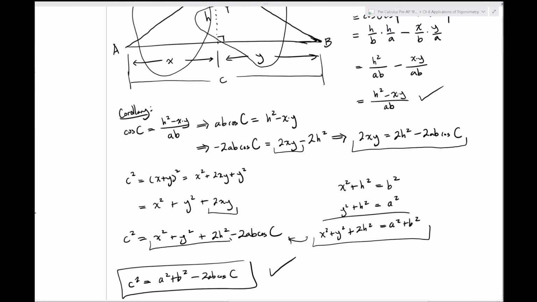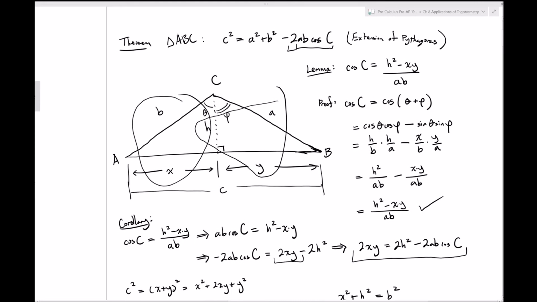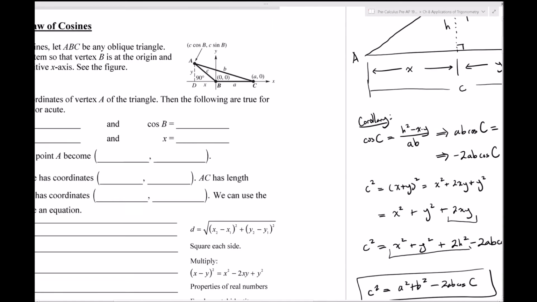That's kind of a long proof, and it comes from splitting up one big triangle into two right triangles. This could work if you're working with an obtuse or an acute triangle. In this case, we went from obtuse, and you can go to an acute angle by making that angle smaller, smaller than 90 degrees. So there's our law of cosines.